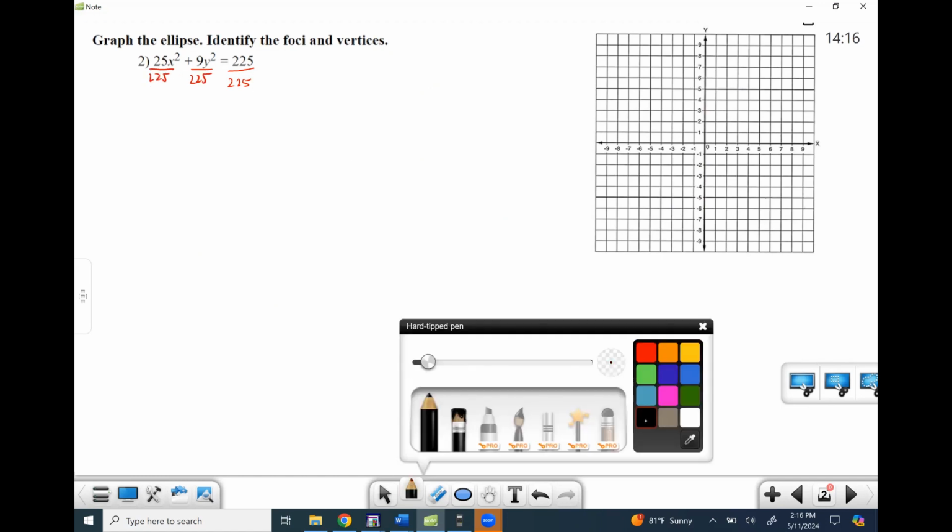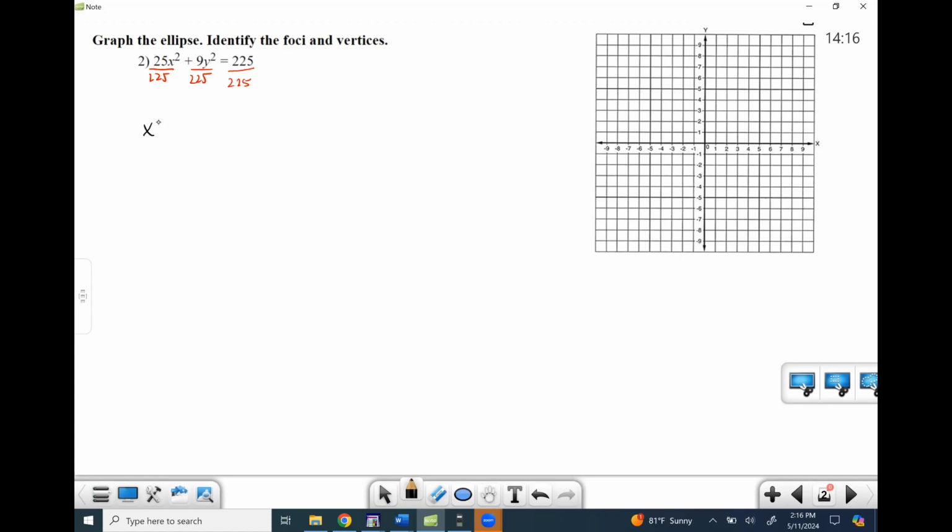All right, so 25 goes into 225 9 times. Oops, writing the 9 in the wrong spot. And then 9 goes into 225 25 times. Just use your calculator to get that for you. And so there is our standard form for our ellipse. So again, our center is at 0, 0. So I'm going to mark that on my graph.